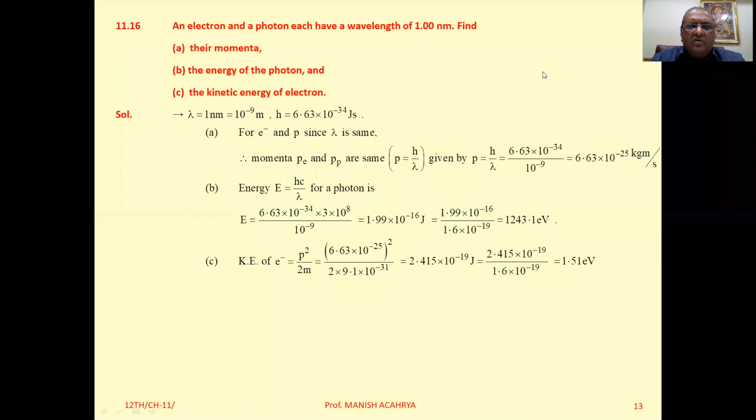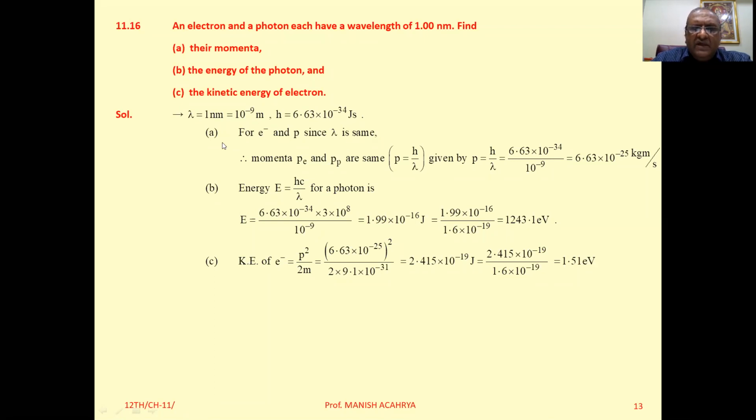11.16. An electron and a photon each have a wavelength of 1 nanometer. Find A, their momenta, B, the energy of the photon, and C, the kinetic energy of the electron. Now the wavelength lambda that is given to you is 1 nanometer, that is 10 raised to minus 9 meter. h is always given to you.